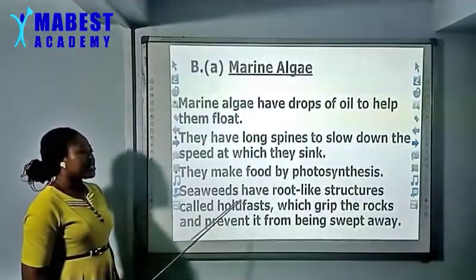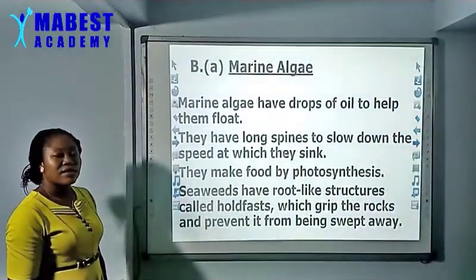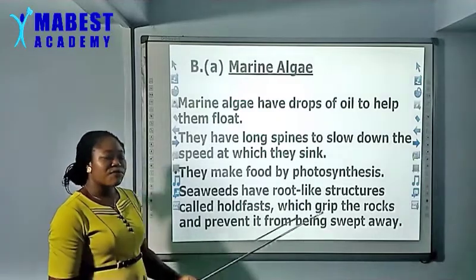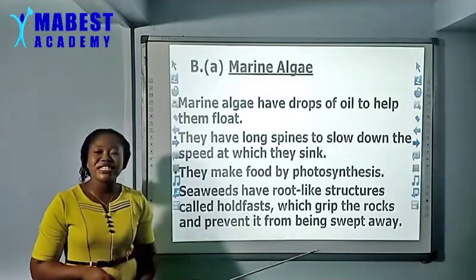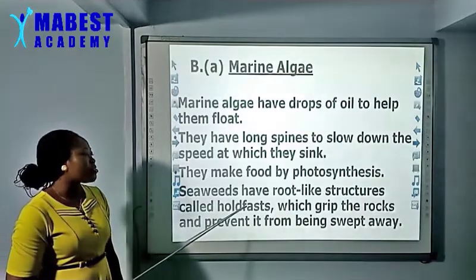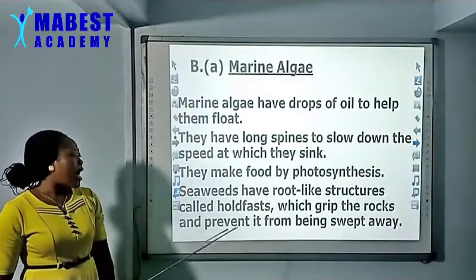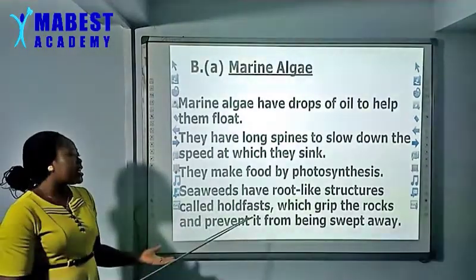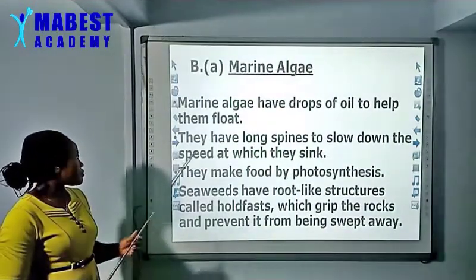Also seaweeds, they have a root-like structure called a holdfast. You know, when you say you are holding fast to something, that means you are holding that thing and you are not trying to release it. So they have that structure referred to as a holdfast, which they use to attach themselves to the rock, and it prevents them from being swept away by water.